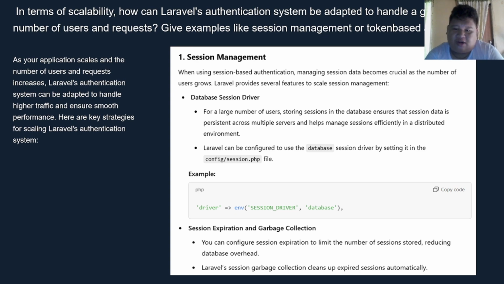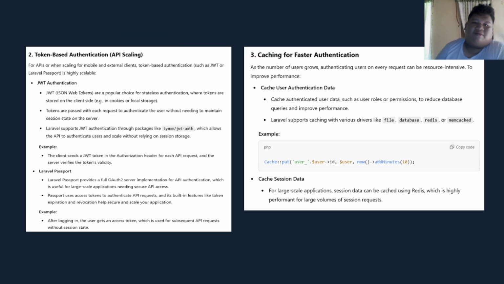Session expiration and garbage collection. You can configure session expiration to limit the number of sessions stored, reducing database overhead. Laravel's session garbage collection cleans up expired sessions automatically. Token-based authentication for API scaling. For APIs when scaling for mobile and external clients, token-based authentication such as JWT or Laravel Passport is highly scalable.